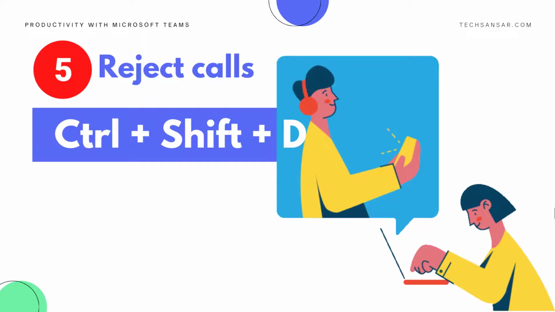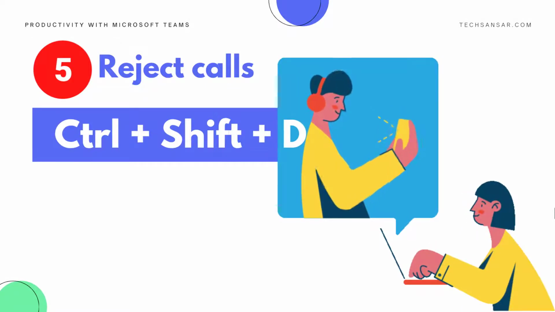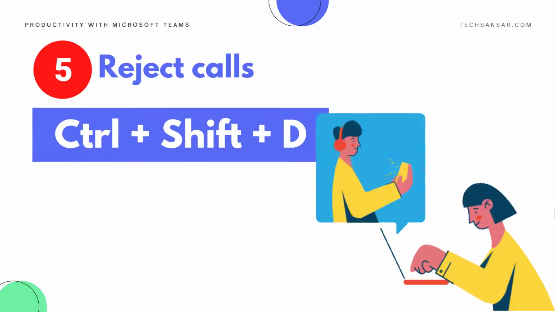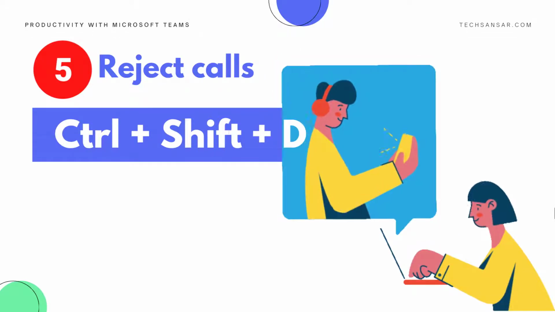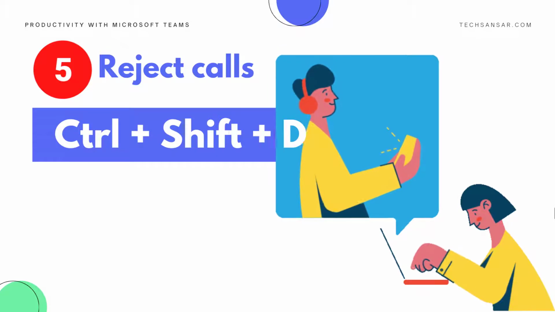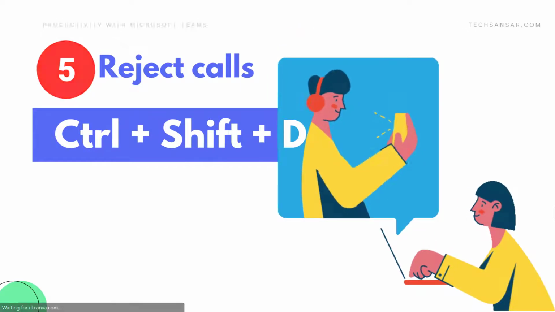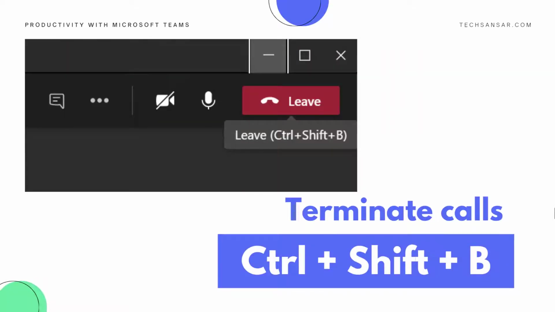Rejecting calls in Teams with keyboard shortcut Ctrl Shift D. To remember, D for deny, is probably another most used shortcut for earlier and easier call ending in Teams. Terminate an ongoing call in Teams with Ctrl Shift B. B for breakaway. Quickly and without anyone noticing if you are sharing your screen.